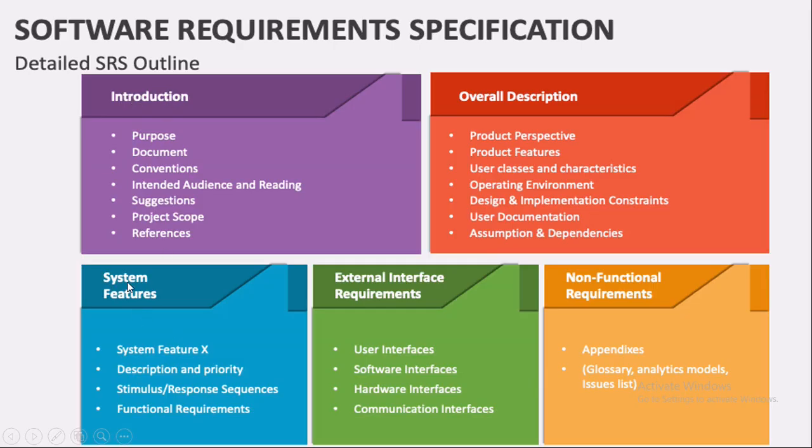Then we have system features. You can see here we have system features. In system features we have detailed functional requirements and response sequences. Like functional requirements, suppose I am having a railway reservation system, so booking a ticket is what? It is a functional requirement. So we are going to cover functional requirements here.